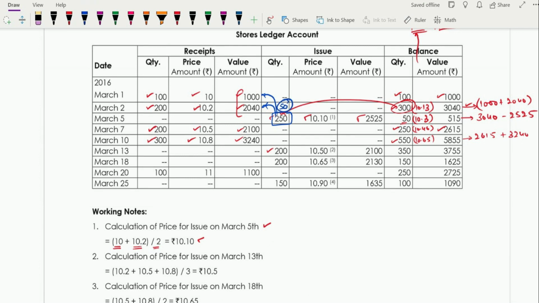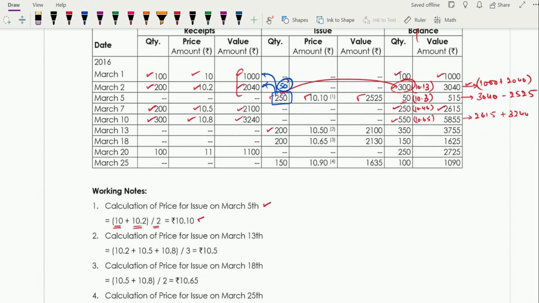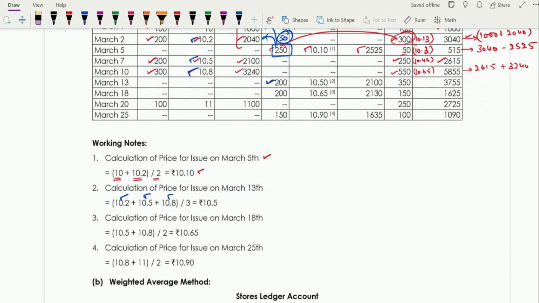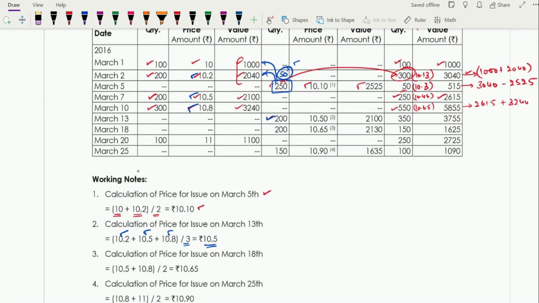Clear? 50 is left. Now when we are issuing 200 here, we have three rates. One, these 50 units at 10.2 considered, plus 10.5 plus 10.8. So practically we have three quantities which are available. That means we have three rates which are available, right? 10.2, 10.5, 10.8 divided by 3, that is the number of rates. So it is 10.5, right? So this is how you will get the rate. Any doubts?